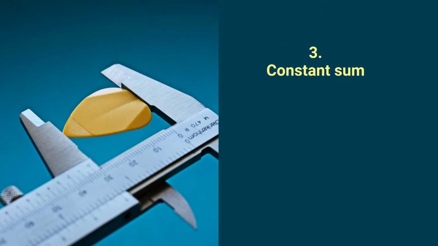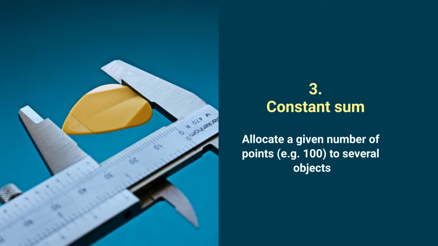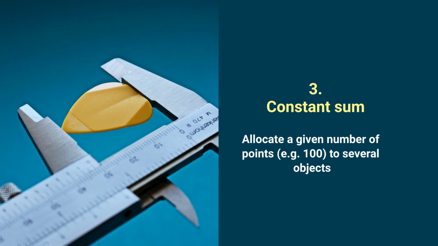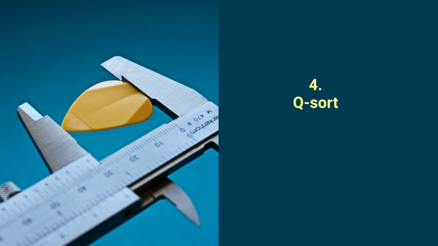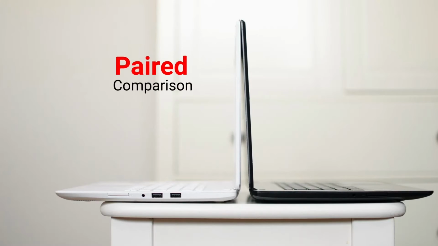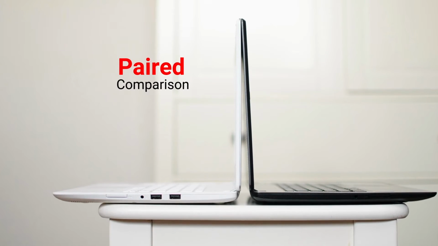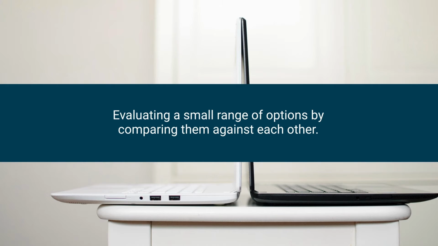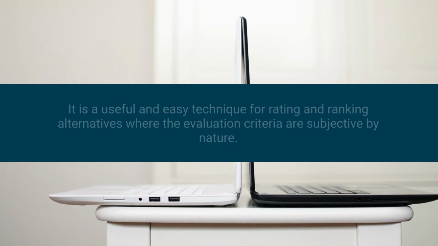Constant sum is nothing but how you are going to allocate a given number of points, for example 100, to several objects. So this is constant sum, where the given number of points is 100. Q sort is the systematic study of participant viewpoints. So these are the four important comparative scale techniques, and if we go more elaborately into their depth, the first one is paired comparison. Paired comparison is an activity for evaluating a small range of options by comparing them against each other. This is considered to be a small range.